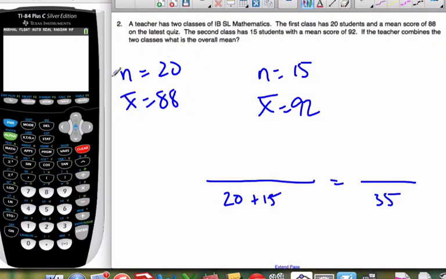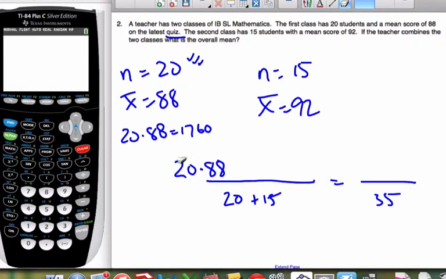Well, from this first class, I know that if I have 20 students and the average is 88, on average each student got 88 and there's 20 of them. So if I go 20 times 88, which is equal to 1,760. This value is the total number of points that this first class got on the quiz. So I'm going to replace this with 1,760.